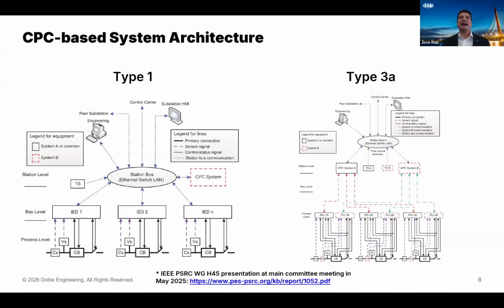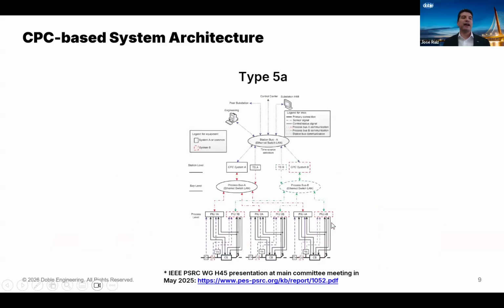So the one that has the highest score, or among the highest score, is actually this one. But we can see that we need more devices compared to the 5A. So 5A has a reliability a little bit lower compared to the 3A, but we can see the reduction of devices compared to the other. So that's from the CPC-based system architecture.